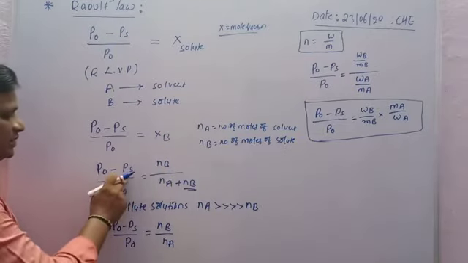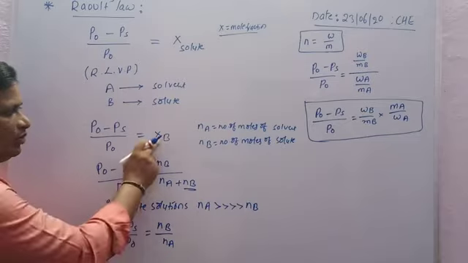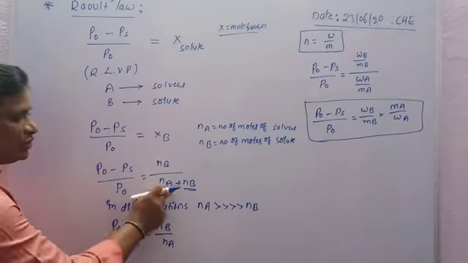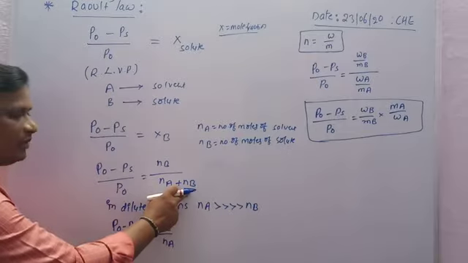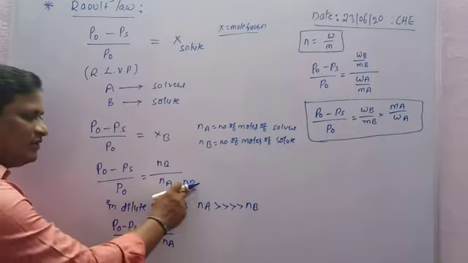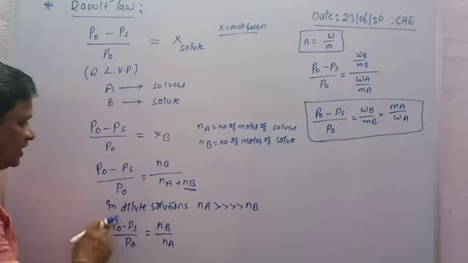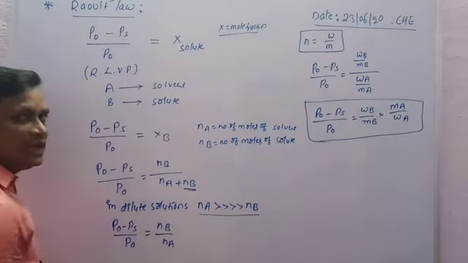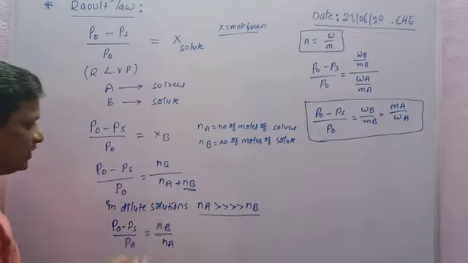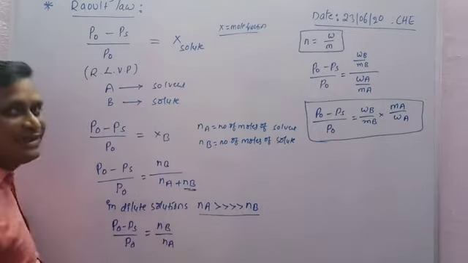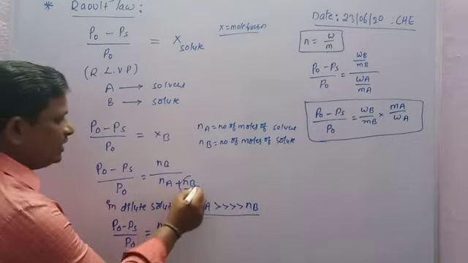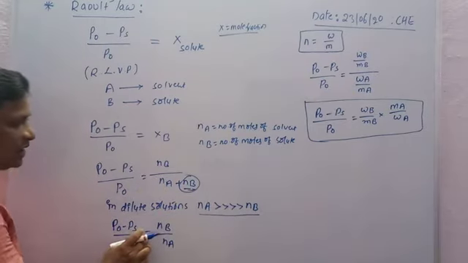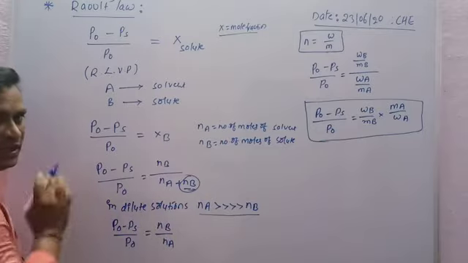So P naught minus Ps by P naught equals the mole fraction of solute, which equals the number of moles of solute by the total number of moles. Total number of moles means number of moles of solvent plus number of moles of solute. In a dilute solution, Na is very much greater than Nb, so in the denominator Nb is neglected. So P naught minus Ps by P naught equals Nb by Na.